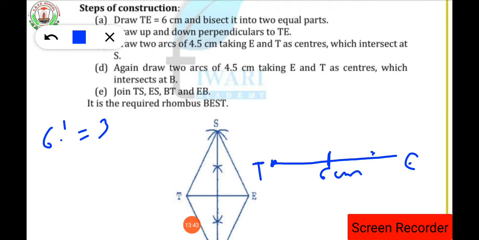Keeping the needle at point T, stretch the rounder more than half and draw an arc at the top and at the bottom. Repeating the same process, keep the needle at point E, stretch your rounder more than half of the line segment ET and draw an arc so that it cuts the first arc. Okay, you know how to draw the perpendicular line. So we have drawn a perpendicular line as I told you beforehand.